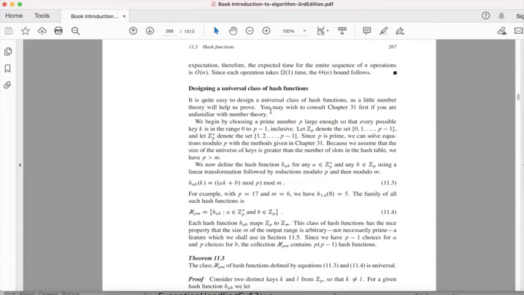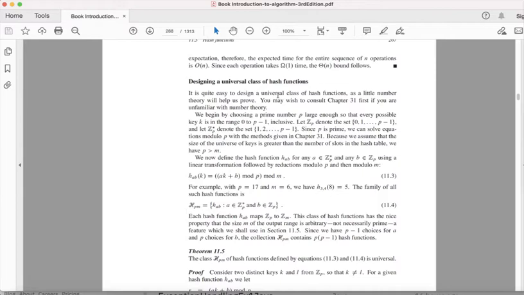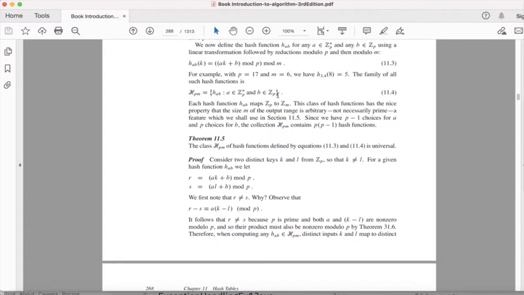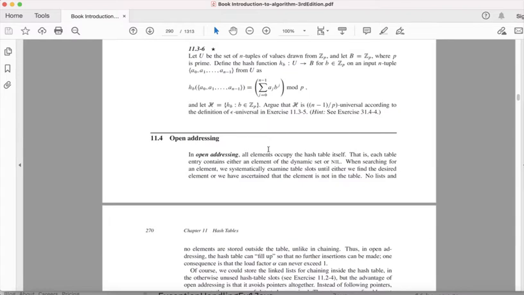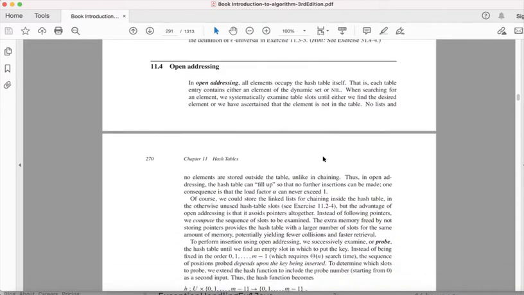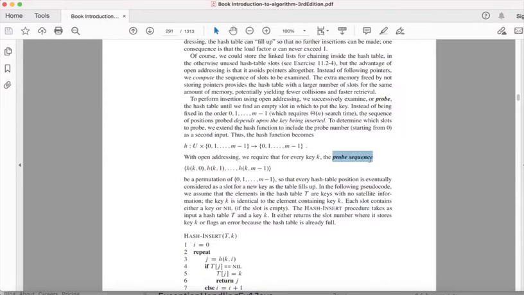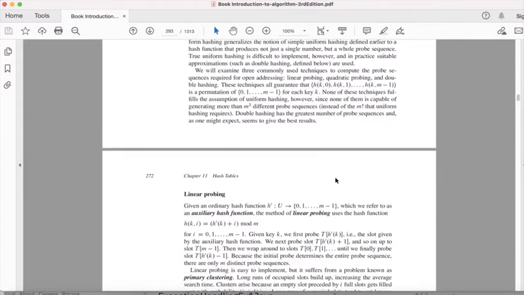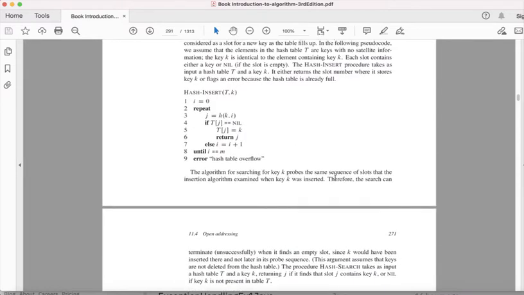In universal hashing functions, two hash functions are used, and we call this open hashing. We use the concept of a probe. Let us see what we have in the book, and then I will discuss this with an example. So we use the probing concept.